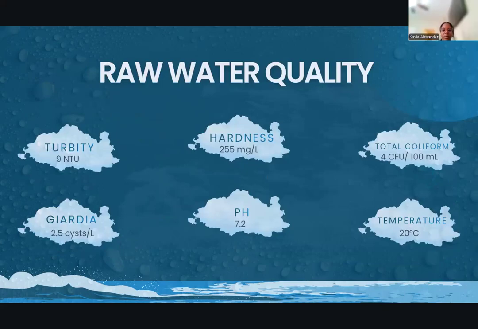This slide will summarize the most important water quality parameters. A turbidity level of 9 NTU means the water contains suspended solids that must be removed prior to filtration and disinfection. The water is also very hard at 255 milligrams per liter, which requires softening. Because we detect coliform bacteria and Giardia cysts, the treatment plant must include processes that provide both physical removal and disinfection. The raw water pH and temperature were also considered because they influence chemical treatment performance and CT requirements.